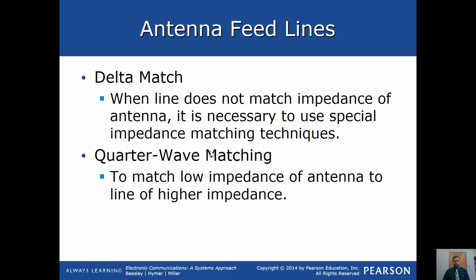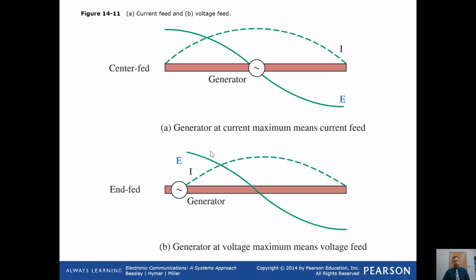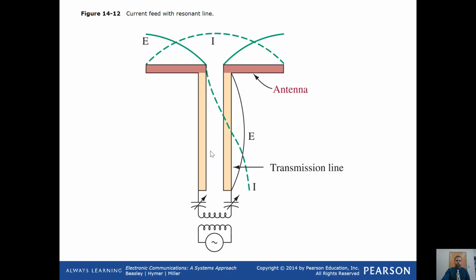For a delta match, when a line does not match the impedance of the antenna, it is necessary to use special impedance matching techniques, and this is a whole art in itself. A quarter wave match would be to match the low impedance of the antenna to the line of higher impedance. So here's once again center fed and end fed, just to review. That should make sense in light of what we just covered.